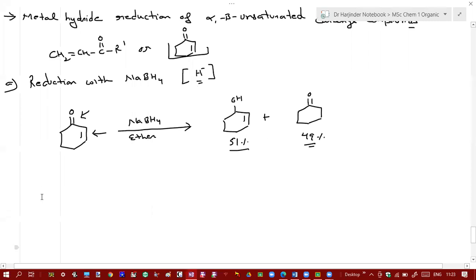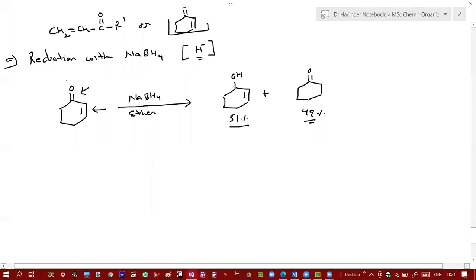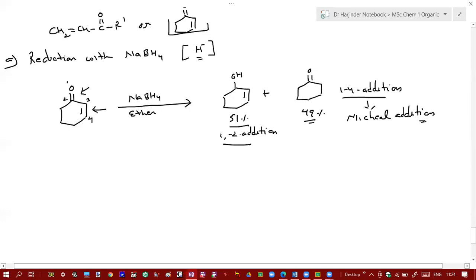Yes, beta. First is 1,2 addition and second is 1,4. So this first product is a 1,2 addition product, and the second product is a 1,4 addition product. So you can get a mixture of both 1,2 addition and 1,4 addition. And this 1,4 addition is also called Michael addition. So let us look at the mechanism.